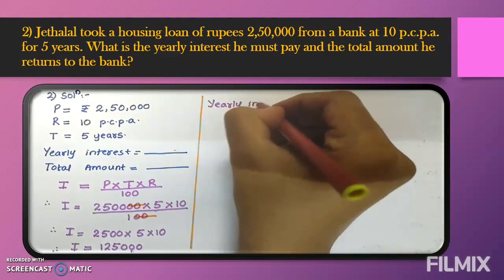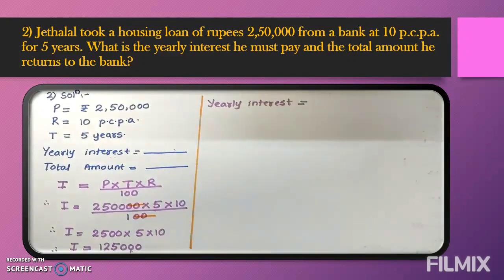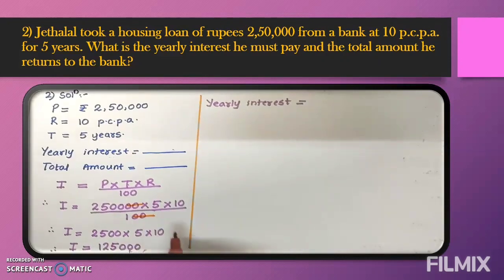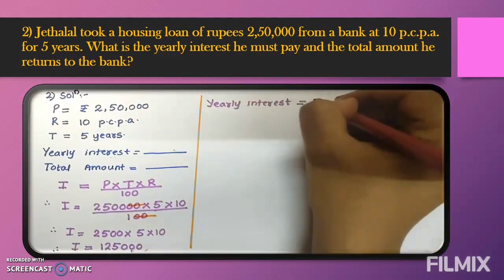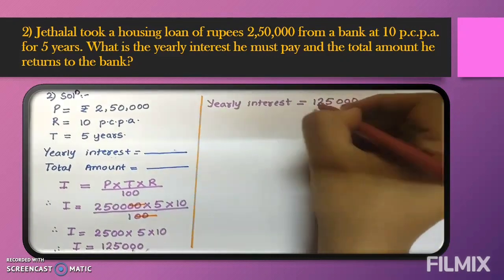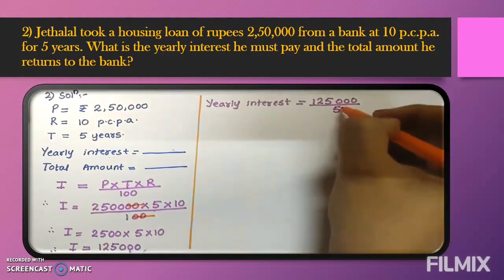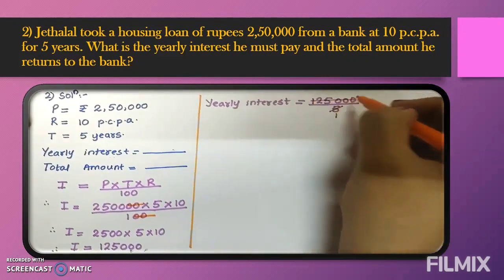What we will write? Yearly interest. How we will find out yearly interest? Now see, this is the interest for 5 years. So for getting 1 year, what we will do? This value we will divide by 5. Why divide by 5? Because this is for 5 years. So we will divide by 5. So what is this value? That is 1,25,000 divided by 5. Now do cancellation.